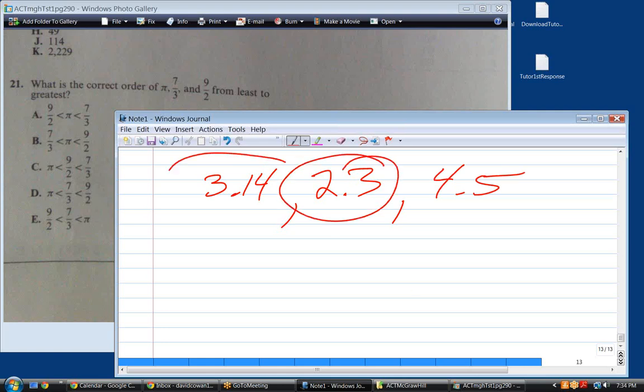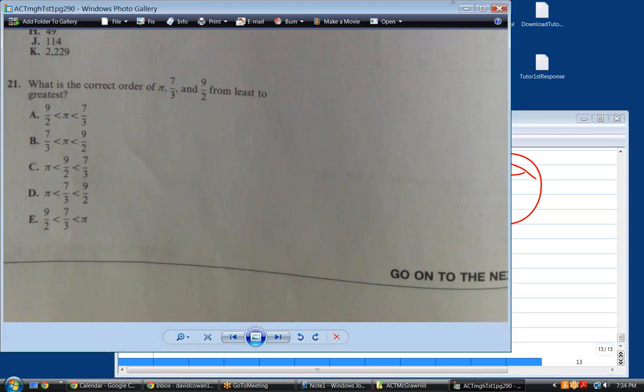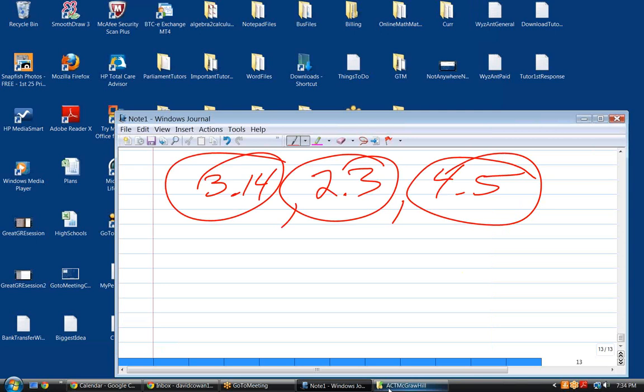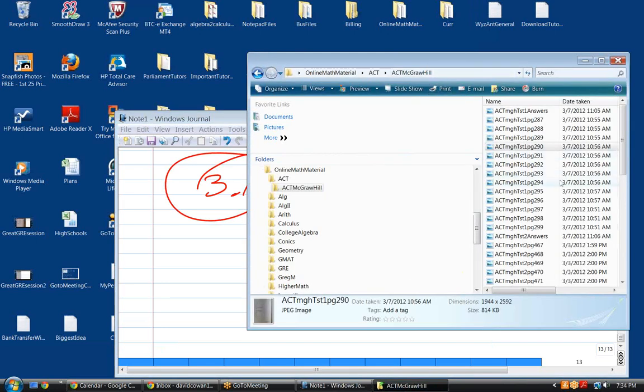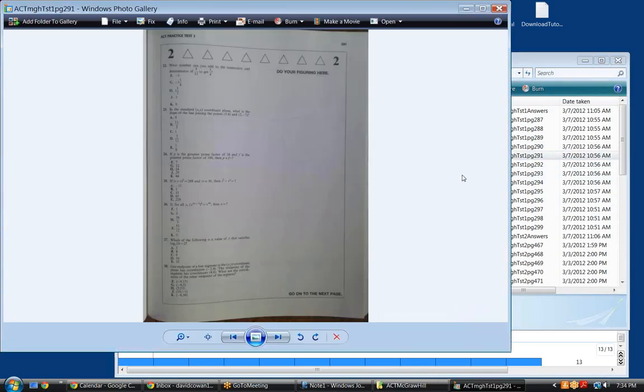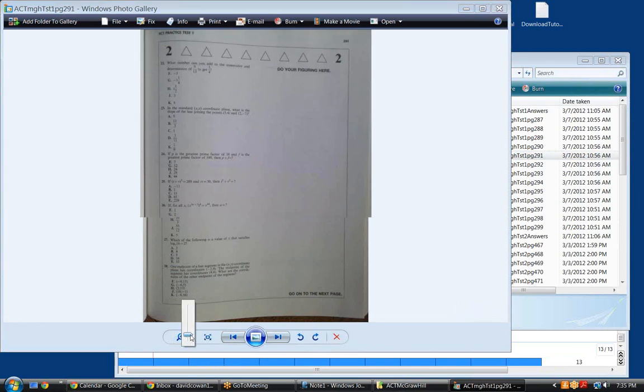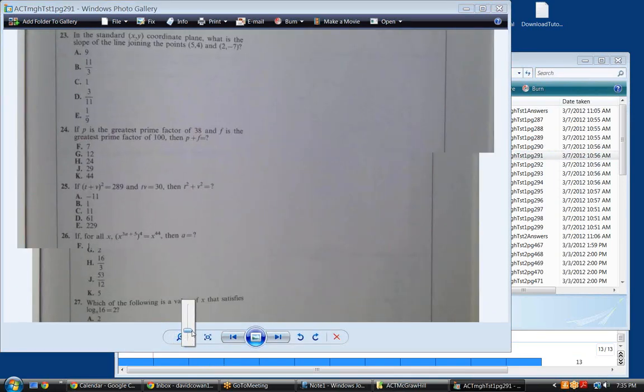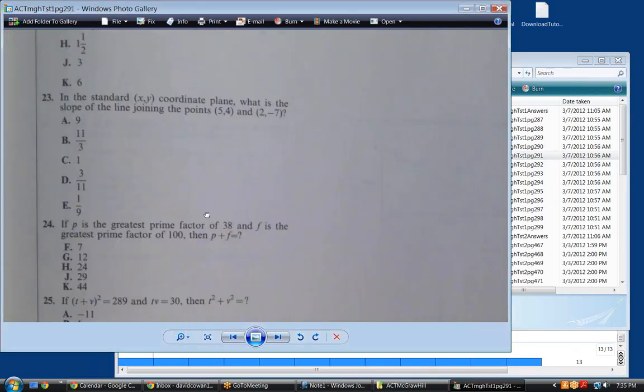Right. Smallest, next. Because least to greatest. Uh-huh. So it'd be 7/3, and then pi, and then 9/2. Which is B. Right. Okay. Good. Making pretty good progress through these, actually. Speed-wise. Yeah.